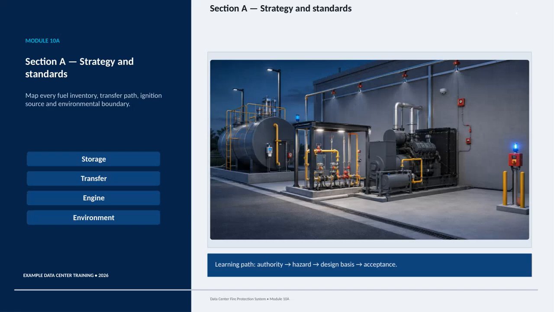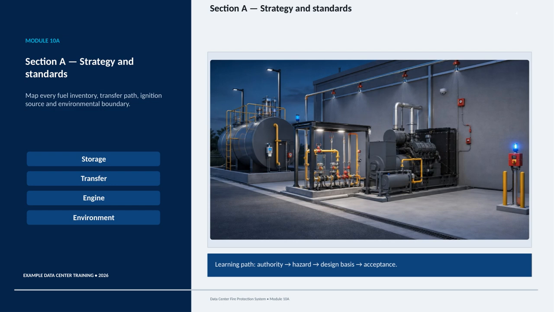This slide introduces Module 10A, Section A, focused on strategy and standards for data center fire protection systems. The central idea is that effective planning begins with a complete inventory of what could influence fire risk and system performance. That means mapping every fuel inventory, every transfer path, every ignition source, and every environmental boundary. The goal is to understand the full system, not just isolated pieces of equipment.